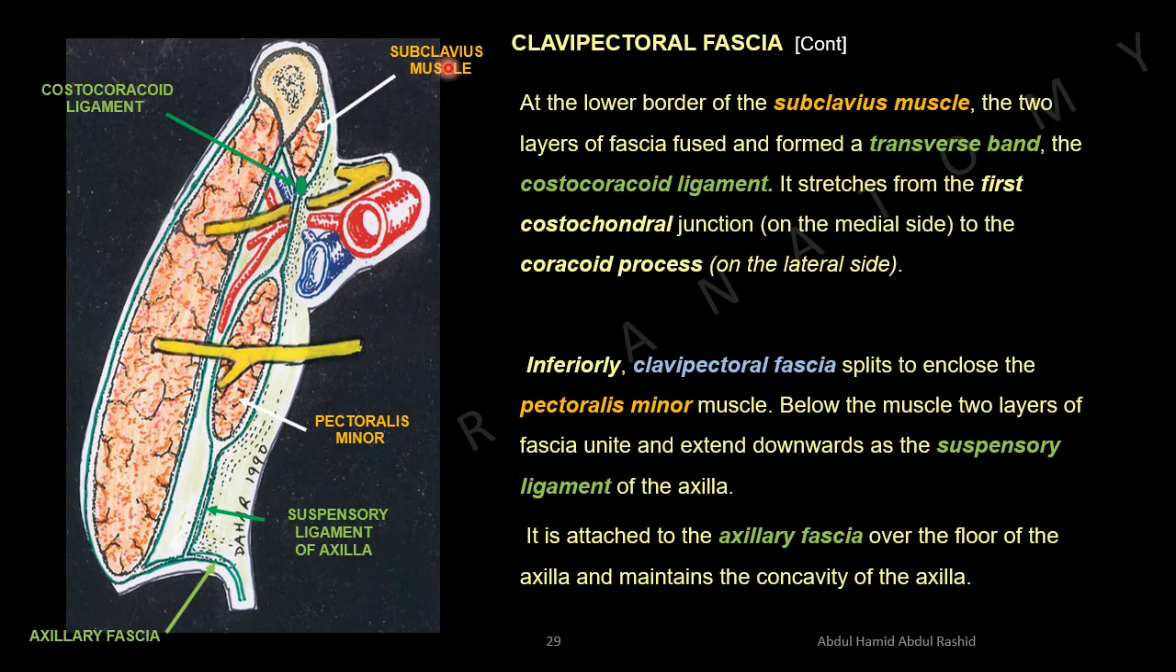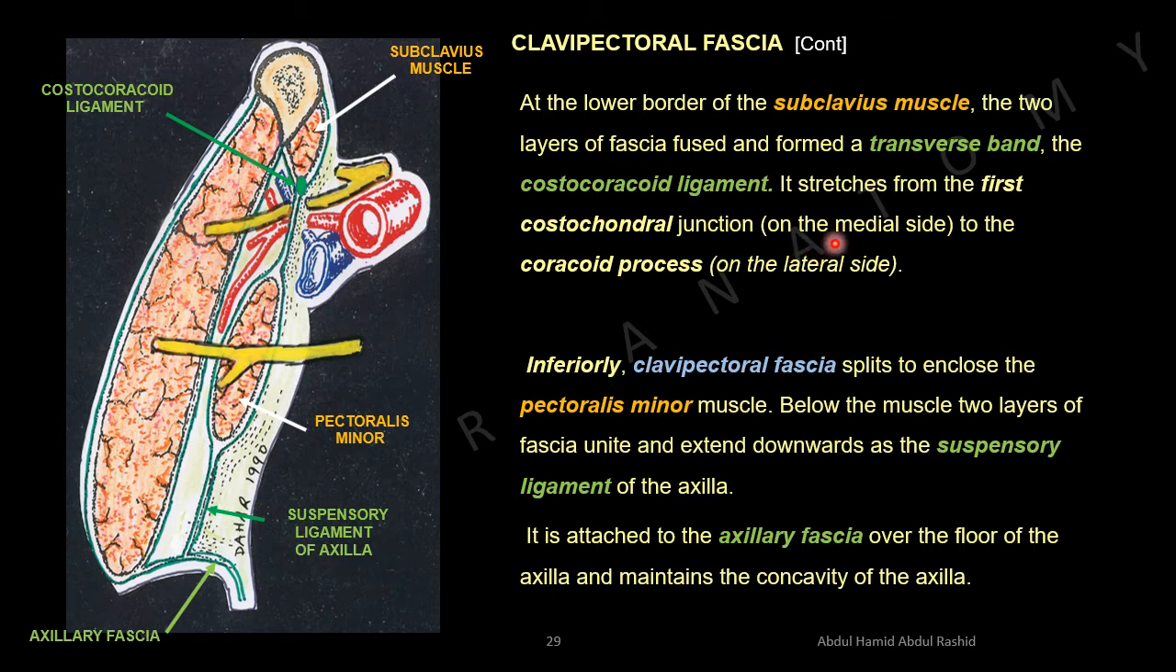Clavipectoral fascia continuation. Look at the diagram. This is the clavicle. This is the subclavius muscle underneath the clavicle. This is the pectoralis minor muscle, and this is the clavipectoral fascia. At the lower border of the subclavius muscle, the 2 layers of the fascia fuse and form a transverse band, the costocoracoid ligament. This is the subclavius muscle. The 2 layers of fascia fuse below the subclavius muscle and form a transverse band called the costocoracoid ligament. This is the one transverse band.